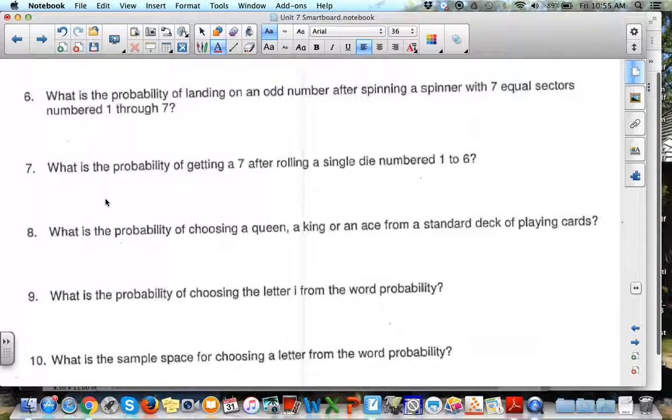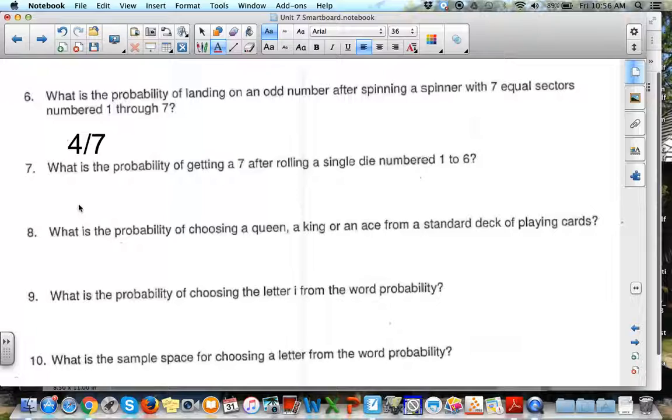So let's keep going. What is the probability of landing on an odd number after spinning a spinner with 7 equal sectors numbered 1 through 7? Just a side note, that equal part is important. If one sector was bigger than another, then our probability process wouldn't be able to work because you'd have a better chance of landing on the bigger sector. So we're glad they're equal. But again, we're talking about odd numbers, so that would be 1, 3, 5, and 7. So there's 4 odd numbers in those 7 numbers that we're considering.